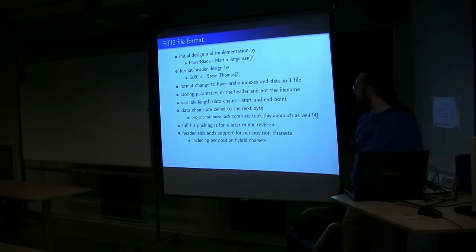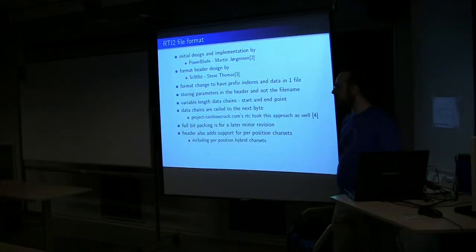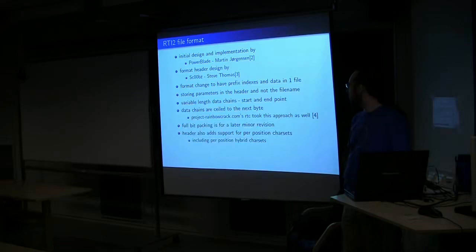and wanted to know why it ceased working. In the previous format, it's a fixed length for the chain store, which, when they're 0 bytes, is kind of silly. So this format is variable length chains, which means we can make more efficient use of the data. They are bit packed in a sense, except we are not fully bit packing. It's padded to the next byte. And Project RainbowCrack, when they did RTC, that's actually the approach they took, and they refer to it as bit packing as well.